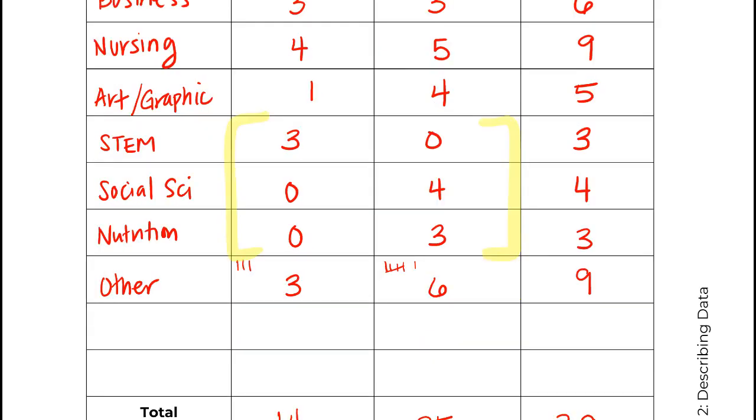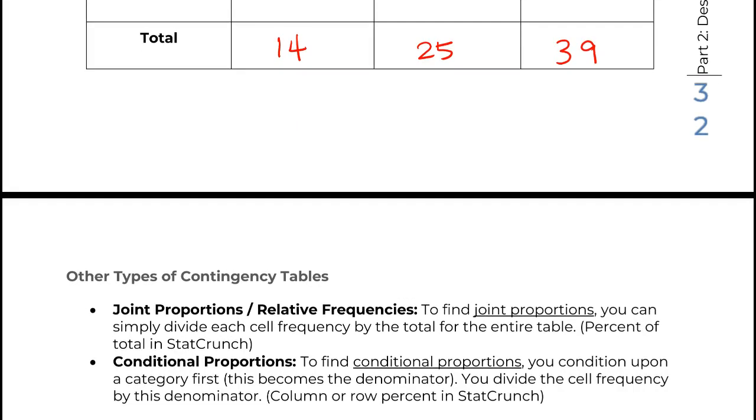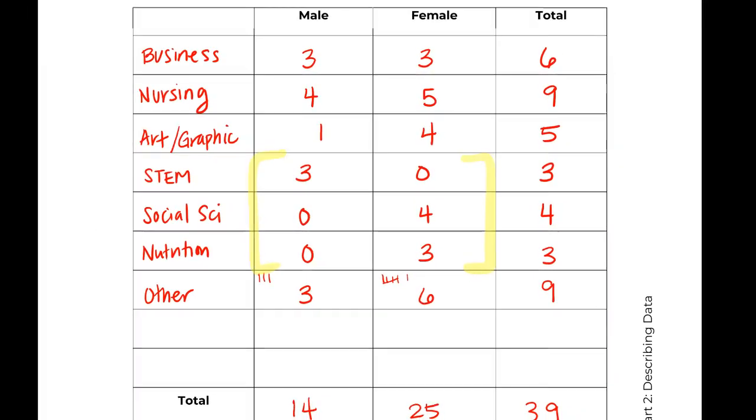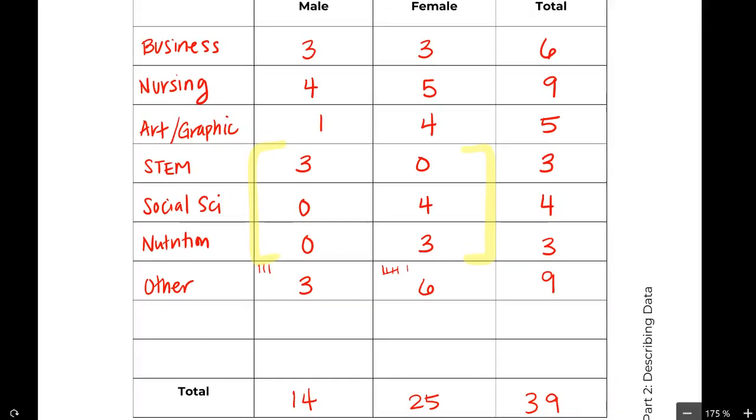Another thing you might want to do is what we call a conditional contingency table. So when we're talking about conditional, I'll come back to here. Another way to look at this, especially because look how lopsided our men versus women are in this class. We might want to say, of the men, what proportion of them are majoring in business? So 14 men, only 3 of them are majoring in business. This is 21% of our men are majoring in business.